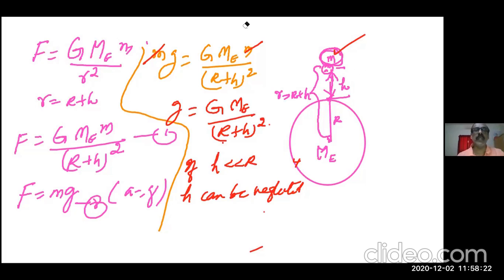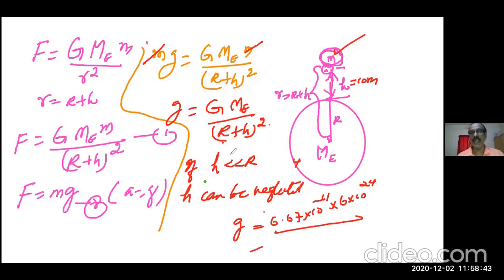Suppose here you are keeping a body at a height of 10 meters. Do you follow? Yes. Now calculate the g value using the formula. 6.67 into 10 to the power minus 11, mass of the earth is 6 into 10 to the power 24, radius 6,400 kilometers into 1000 to convert to meters, plus 10 meters, and take the whole square. Calculate the value and tell me the answer.